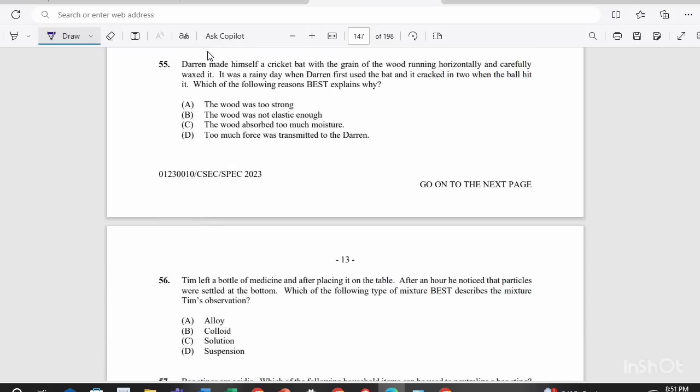Question 55. Darren made himself a cricket bat with the grain of the wood running horizontally and carefully waxed it. It was a rainy day when Darren first used the bat and it cracked in two when the ball hit it. Which of the following reasons best explains why? A. The wood is too strong, B. The wood was not elastic enough, C. The wood absorbed too much moisture, or D. Too much force was transmitted to the bat. Answer there would be B. The wood was not elastic enough.